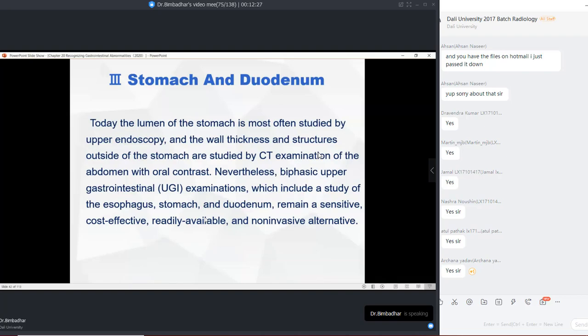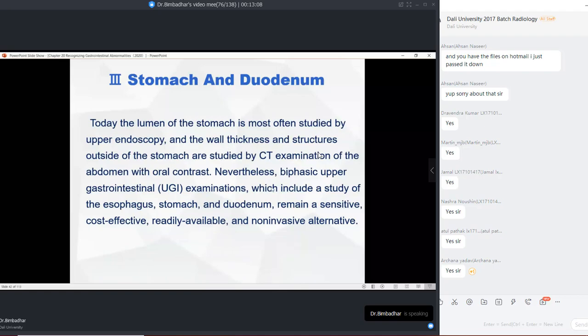If you are going to look at the outside of the stomach and its anatomical relations, obviously endoscopy is not a preferable study. So the wall thickness and the structures outside of the stomach are generally studied by a CT examination of the abdomen with an oral contrast. Barium sulfate oral contrast will be taken, and you are not performing a fluoroscopic examination, but a CT examination so that you can understand the relations of the structures outside of the stomach, and also know about the wall thickness.